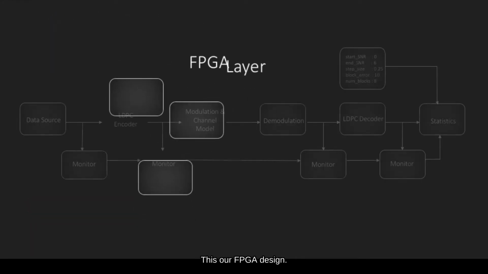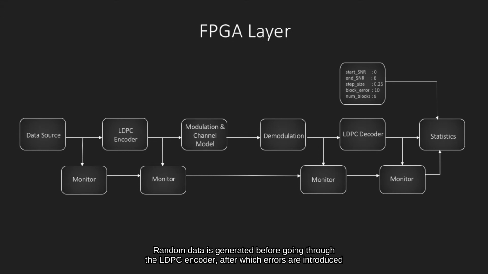This is our FPGA design. Random data is generated before going through the LDPC encoder, after which errors are introduced in the data through a channel model before being decoded. This allows the performance of LDPC forward error correction in the system to be evaluated.